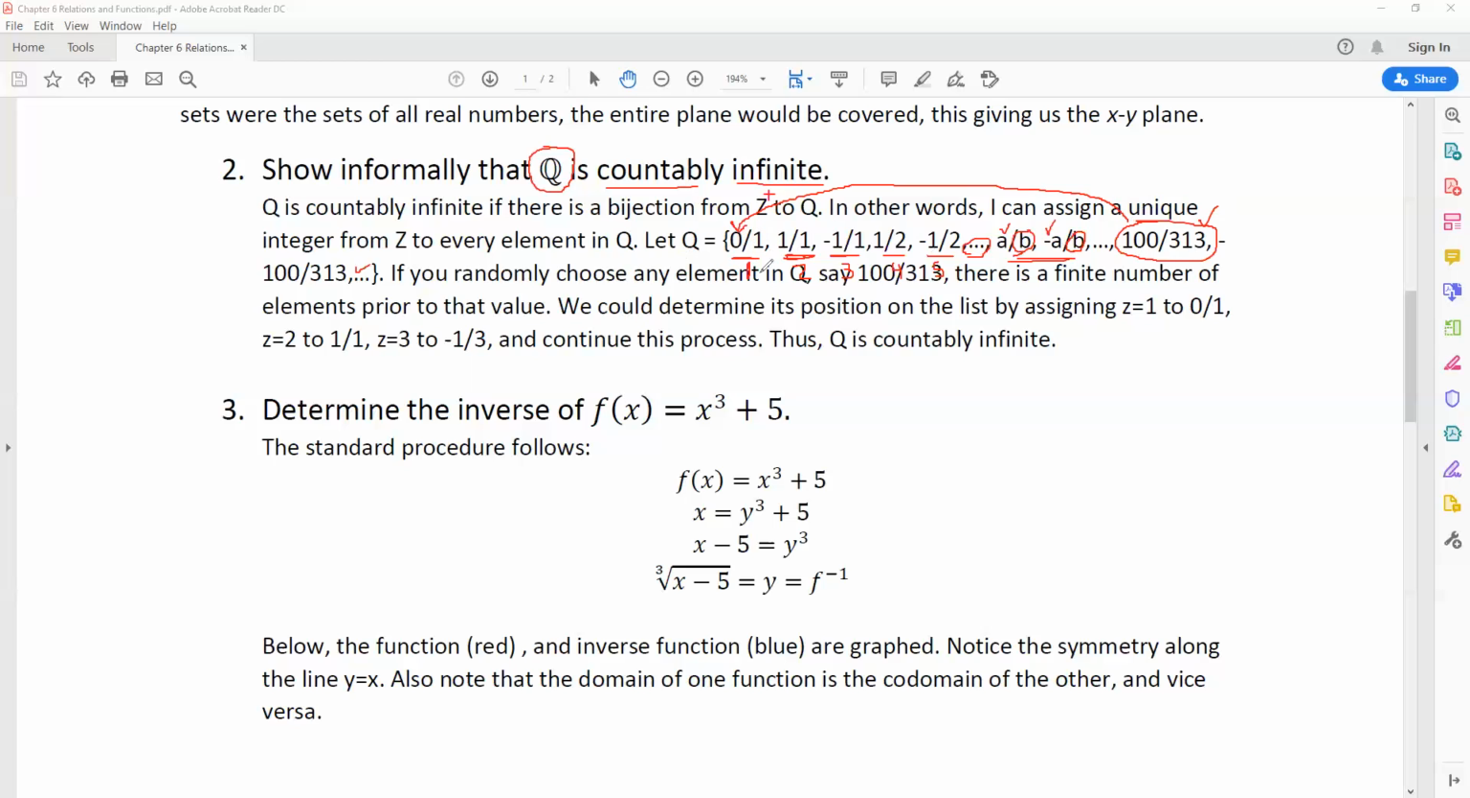rational numbers using positive integers, because we're looking to assign a unique positive integer to every element in Q. Since we're able to do that, then that means Q is countably infinite. In other words, we can assign a numbering system to keep track of how many we have. So they are countable, and they are infinite, of course, because this numbering pattern would continue indefinitely.